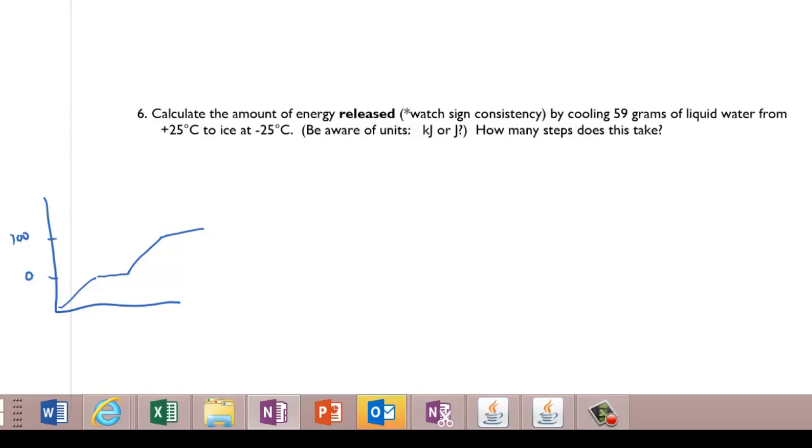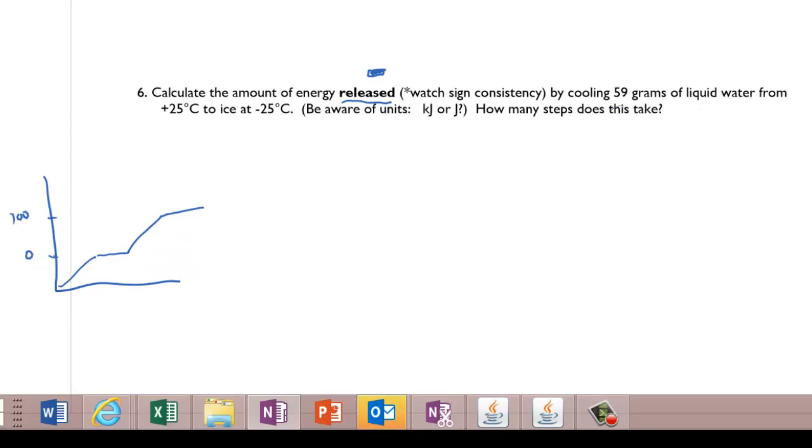So number 6 says, find the amount of energy released when cooling 59 grams of liquid water. Now released means you're going to have negative numbers. So you may have to go back and add the negative number on there to make sure that your results are consistent. And so I can go through and I can say, okay, it starts at 25 degrees Celsius. So I'm going to draw my starting point here. And we're going to be cooling it to negative 25 degrees Celsius, and we're going to be freezing it to ice. So it's changing from liquid to ice.